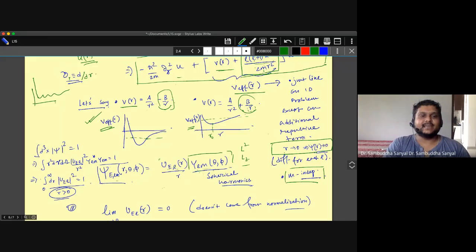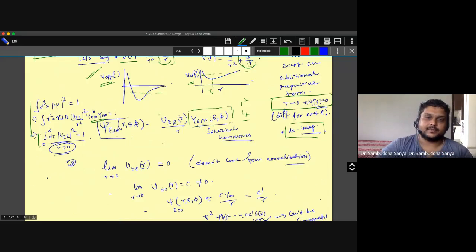And again, I can check the normalization by putting in these two parts and using the normalization condition of the spherical harmonics separately. Then I have to satisfy this u_EL, again just like a 1D problem, but importantly on a half line, from 0 to infinity. That is the main difference from visualizing it as a 1D problem. It's a half line problem and it blows up at the origin. So these two points you have to remember.